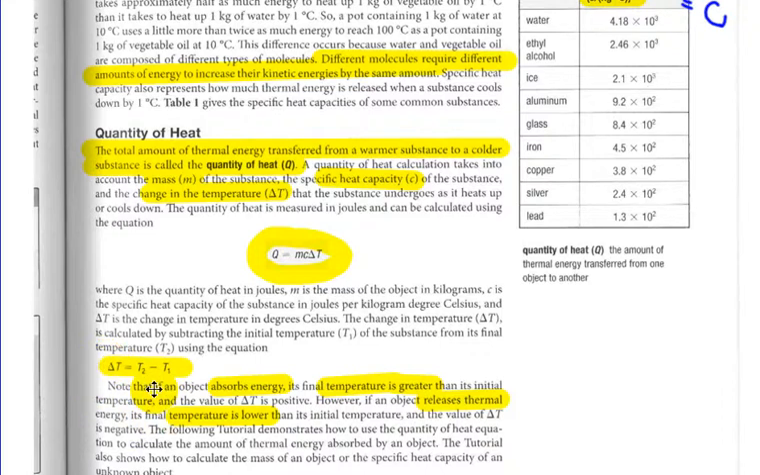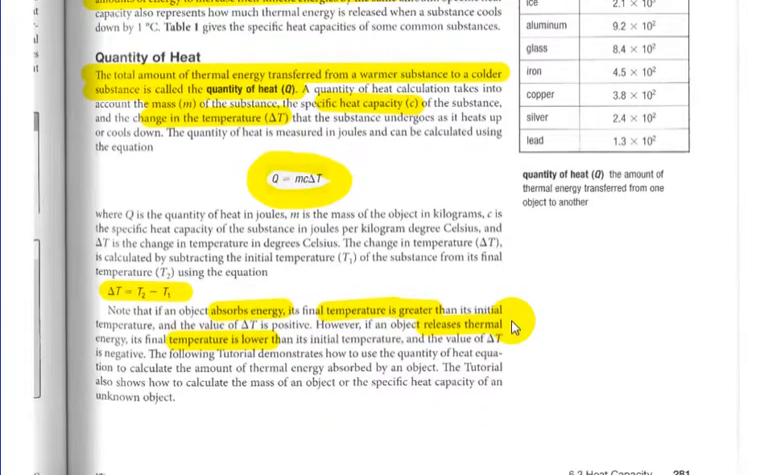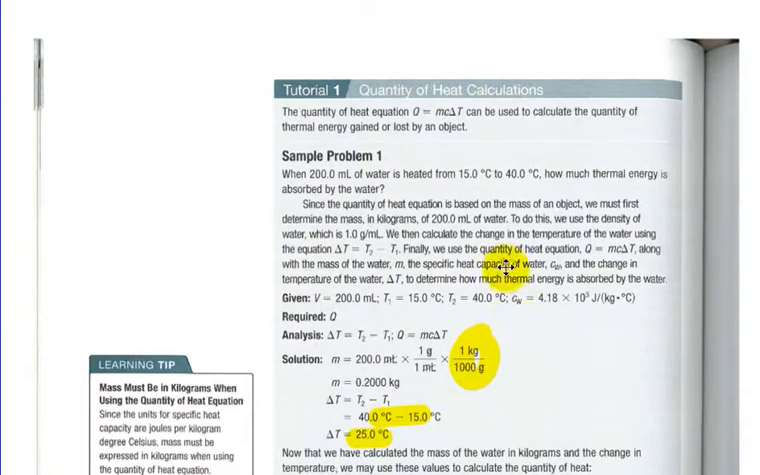It may be worth pointing out that the change in temperature could be positive or negative. If the substance is absorbing heat, the final temperature, T2, will be larger than the initial temperature, T1, so it'll be a positive number. If the substance is releasing thermal energy, the final temperature will be lower than the initial. So if you take a small number minus a bigger number, you'll get a negative temperature change. Just be aware of that. The temperature change could be positive or negative, depending upon the circumstance.